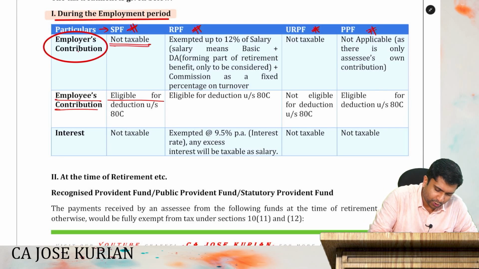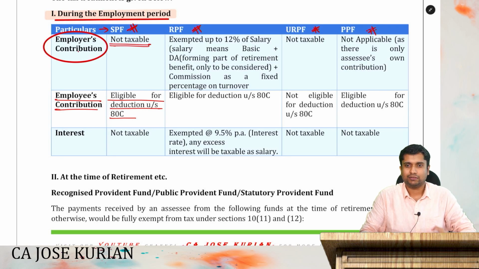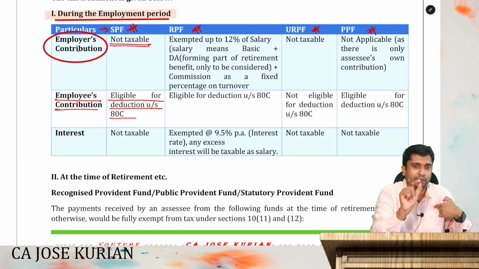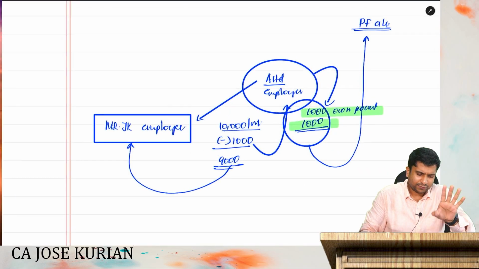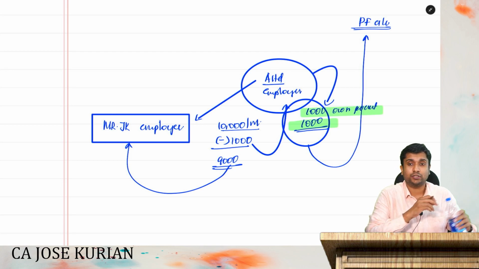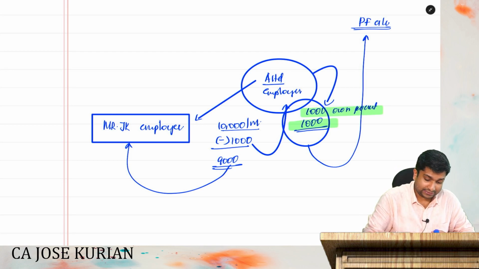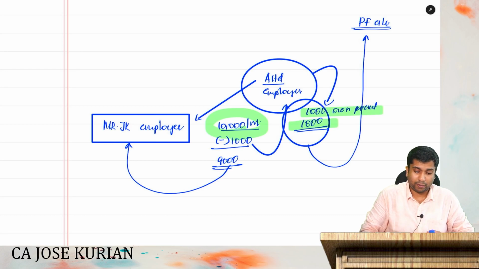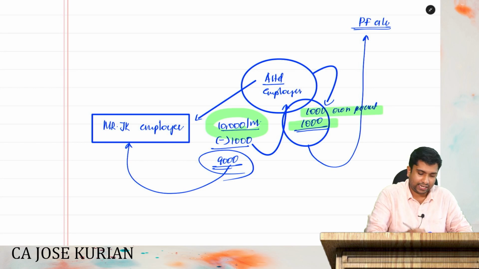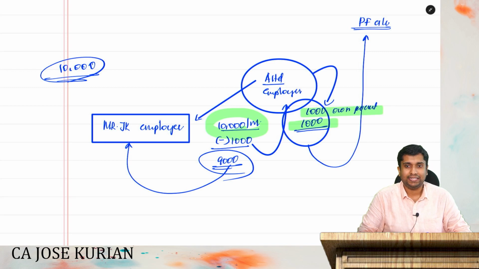Employees' contribution to SPF allowable as a deduction. Employees' contribution to SPF, whether it is taxable? See, listen. What is my monthly salary according to this example? 10,000 rupees. Yes or no? But what I'm getting in my hands is only 9,000. But when I show my salary, 10,000 should be my salary.